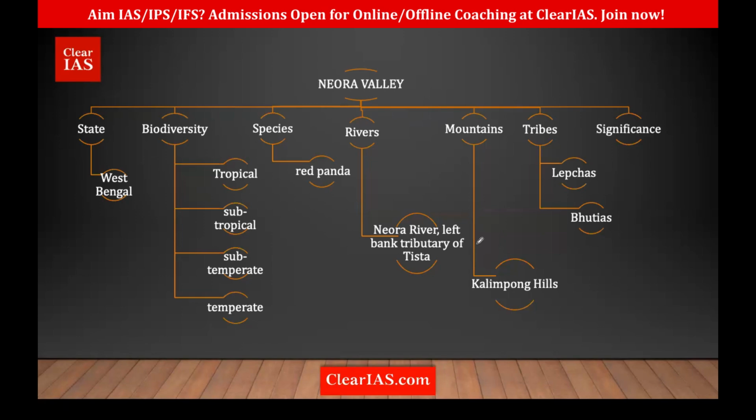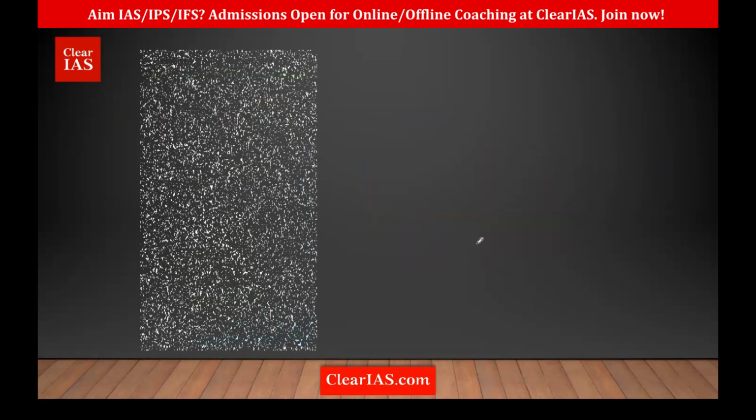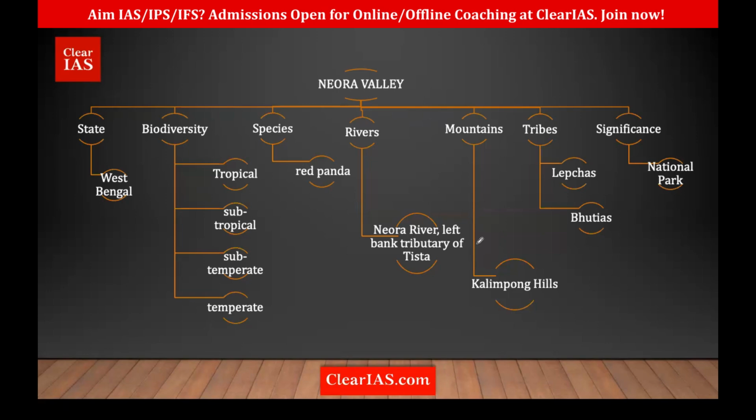And what is its significance? It is a national park. The Neora Valley is a national park. So remember, it is in West Bengal. From tropics to temperate, all kinds of vegetation are found here. Then we have the red panda, which is unique here. Then we have the Neora River, a tributary of Teesta, which flows through this national park. Then we have the Kalimpong Hills near this valley. The tribal communities here are Lepchas and Bhutias. And it is significant because it is a national park. Clear?